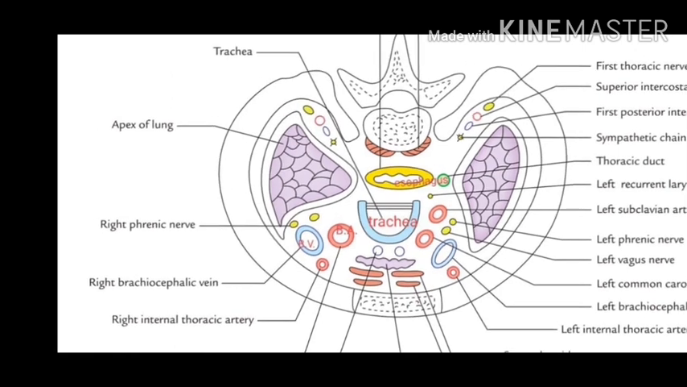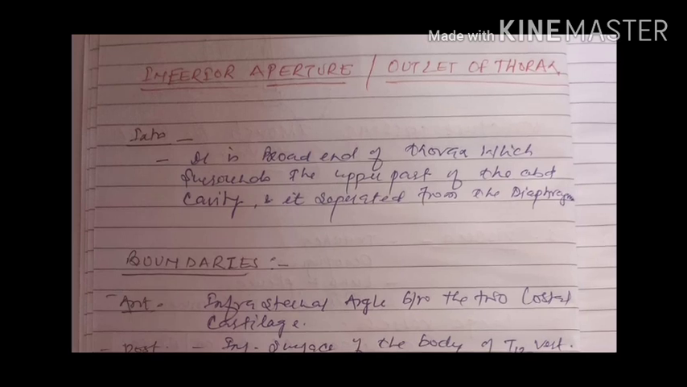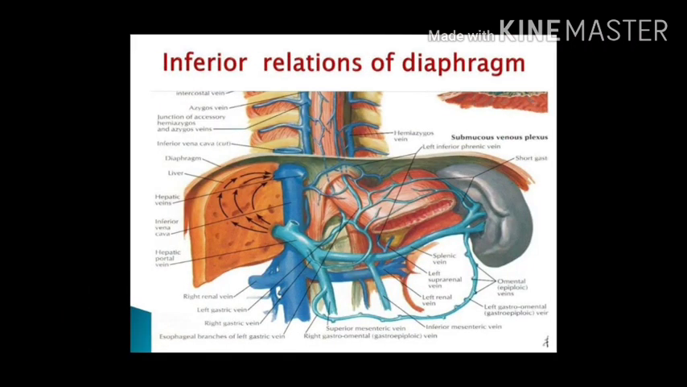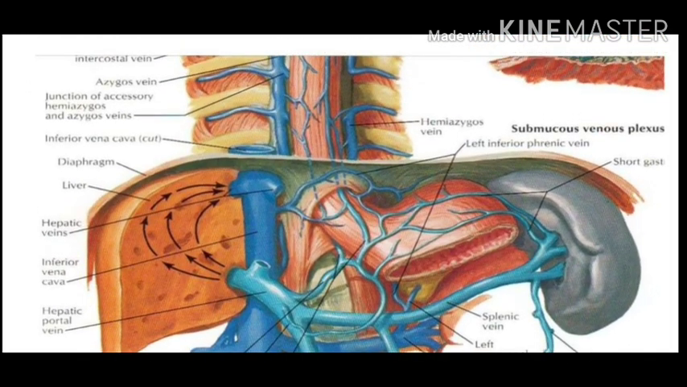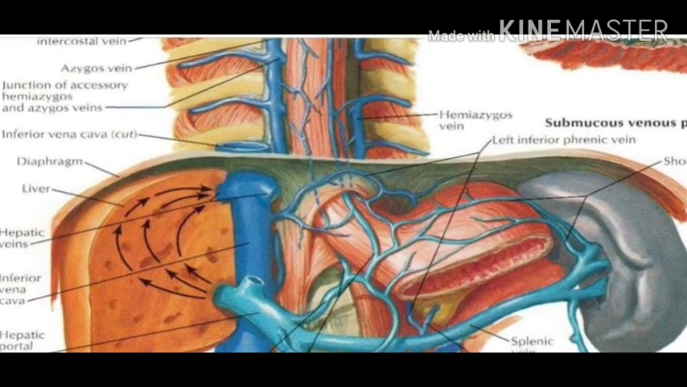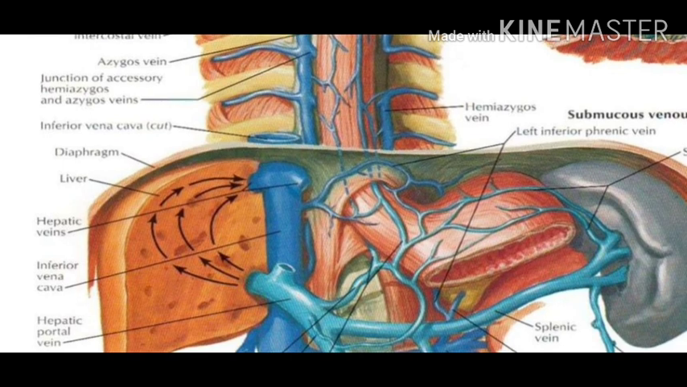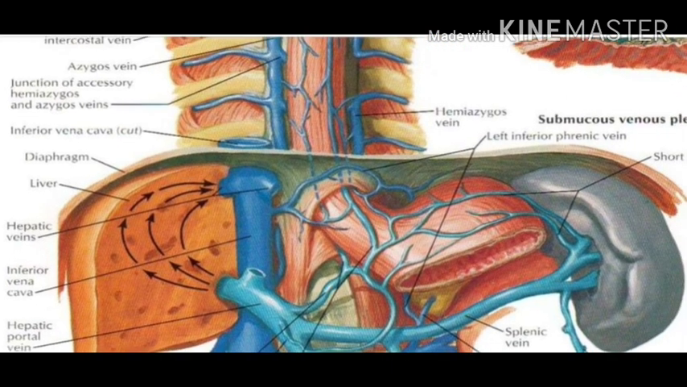Now, the inferior aperture or outlet of the thorax. This is the trunk showing the thorax and abdomen. This is the upper part of the abdomen where the openings are present. You can see the openings: the inferior vena cava opening, the esophageal opening and the aortic opening.